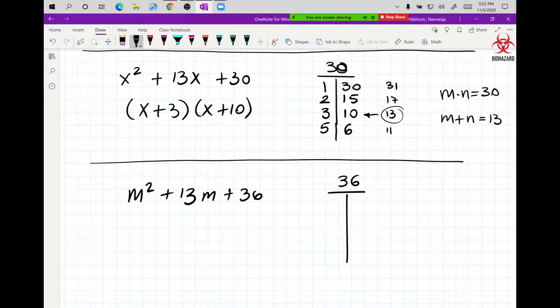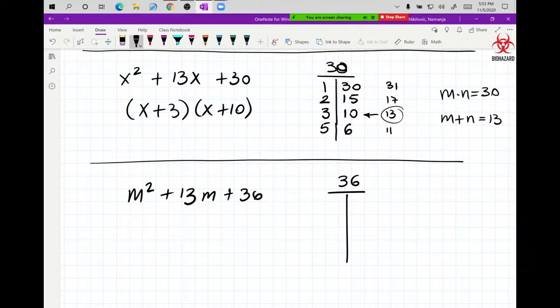Let me know if you are done. I think I'm done. So what are the two numbers that you picked at the end? 9 and 4. 9 times 4 is 36. 9 plus 4 is 13. Perfect. That's exactly what it is.